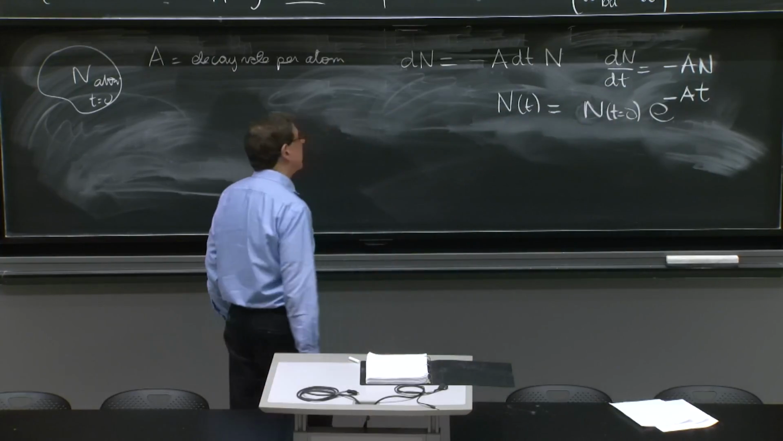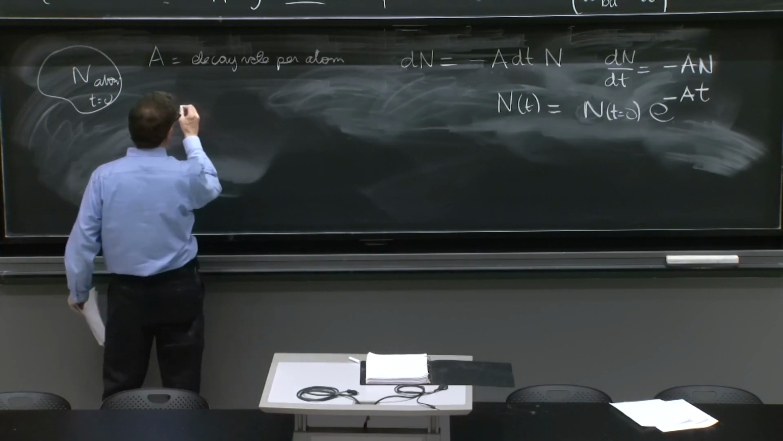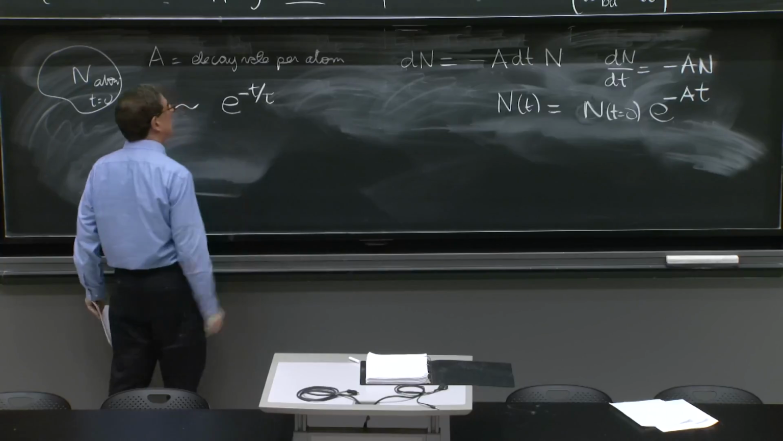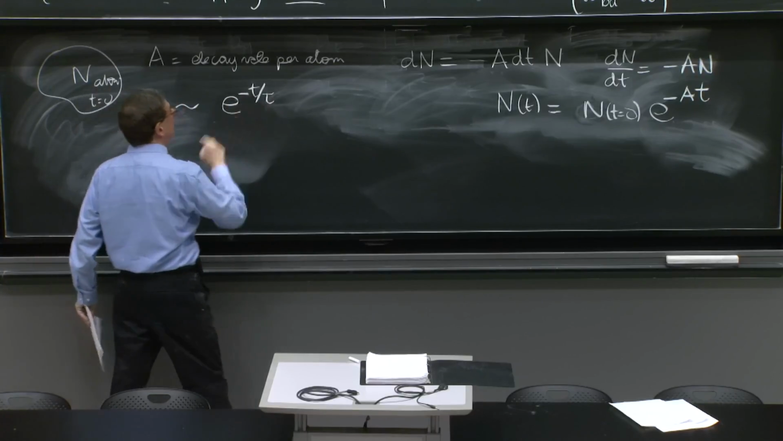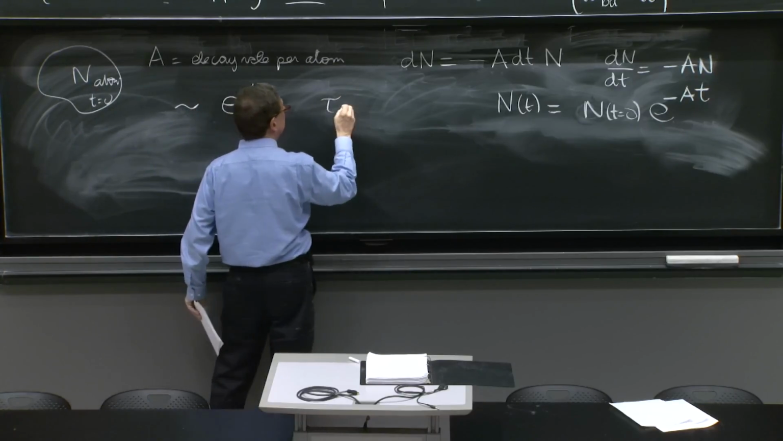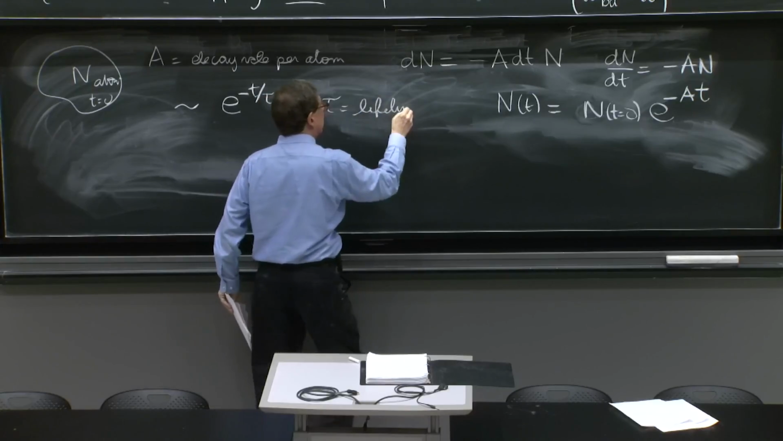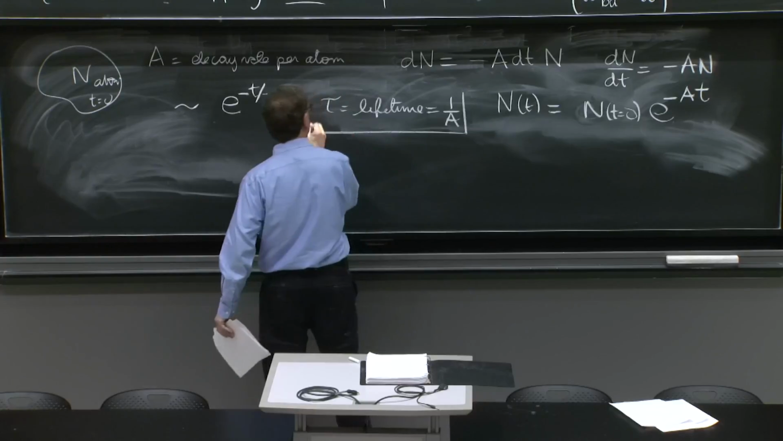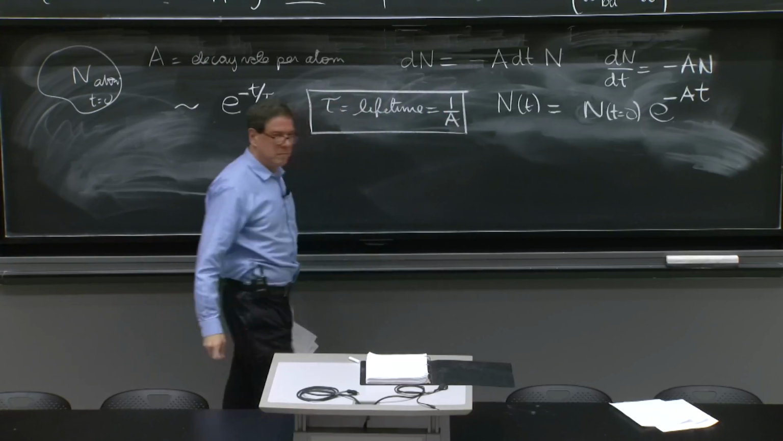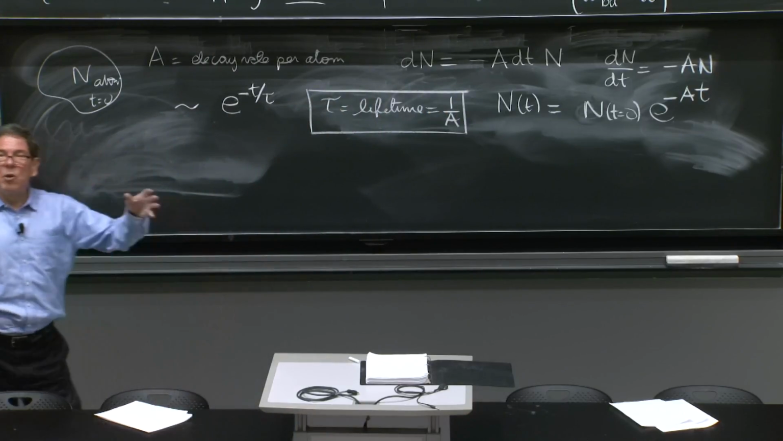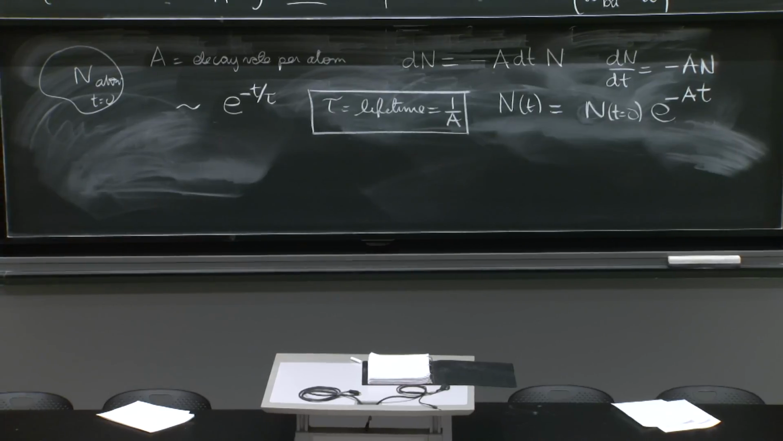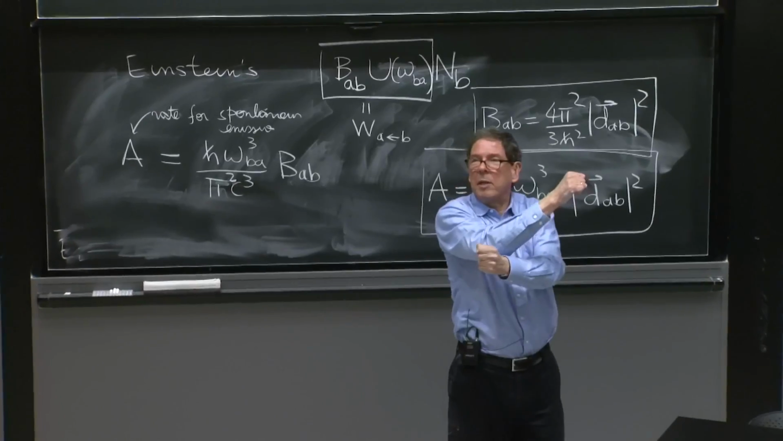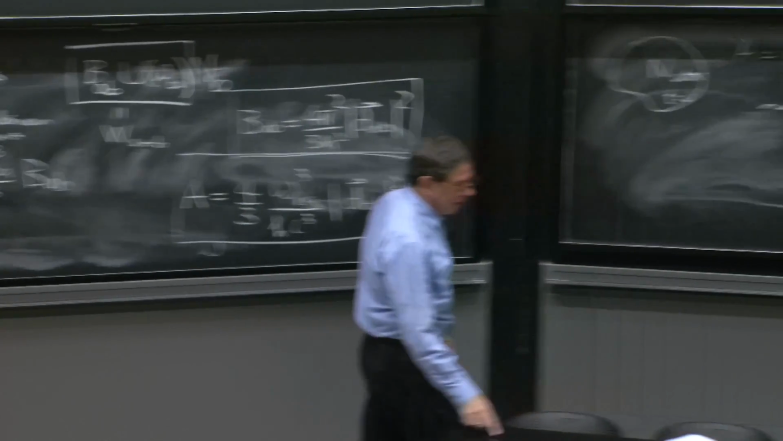So since we always call processes that go like e to the minus t over tau, where tau is the lifetime, that is nothing else than 1 over A. So you've got the decay rate, it's synonymous to a lifetime. You just invert it. No big problem.